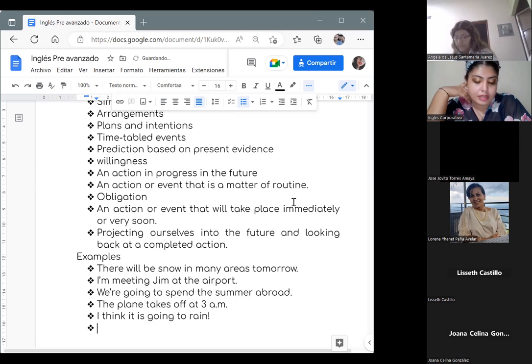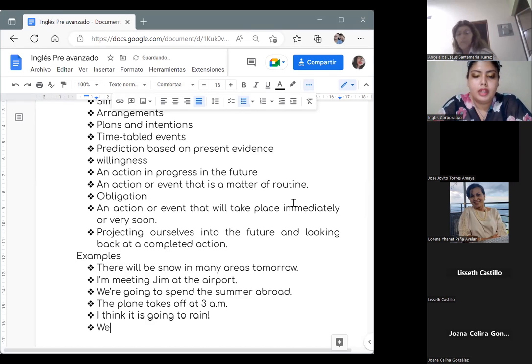Then willingness. We will give you a lift to the cinema. So I want to do it. I have the time to do it. That is why we are talking about willingness.